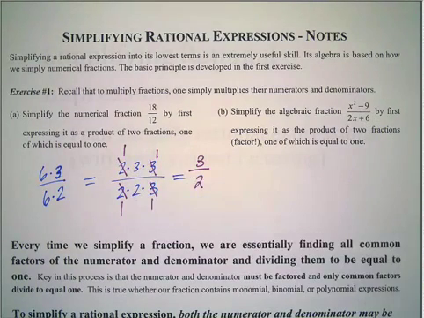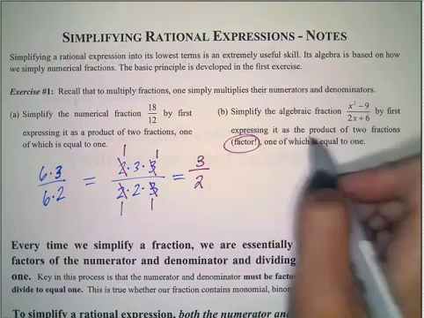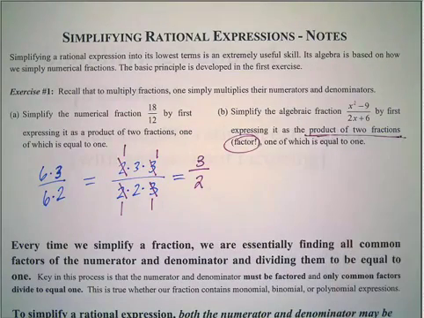All right? So we're going to simplify the algebraic expression x squared minus 9 over 2x plus 6 by first expressing it as the product of two fractions, which means we are going to factor, one of which is equal to 1. So how do I factor x squared minus 9? If I'm looking at my helpful sheet, the first kind of factoring we've ever learned was GCF. It is not a GCF. It has two terms. Both terms are perfect squares, and it's a difference. So this is called a difference of squares.